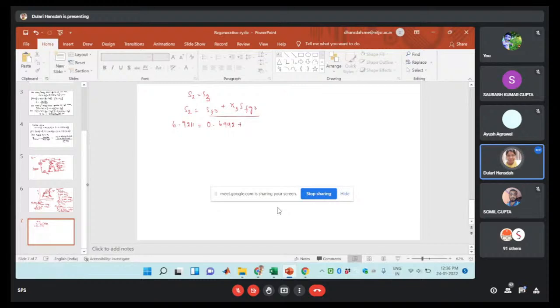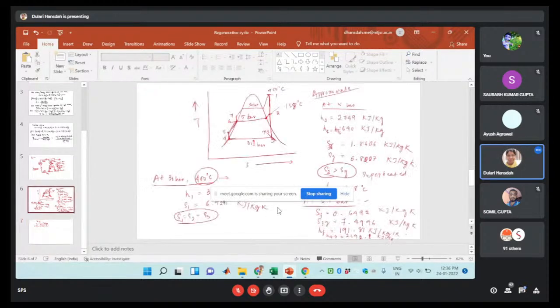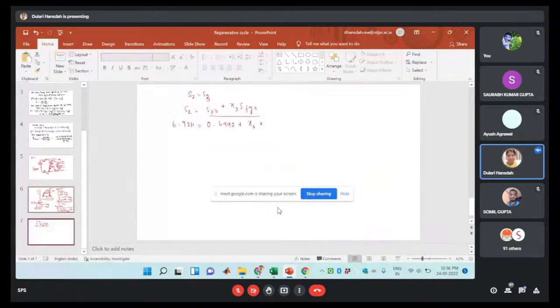0.6492 plus X3 into Sfg3, 7.4996, right. 7.4996. So what is the X3 value here? 0.83. So we got the dryness fraction 0.83.